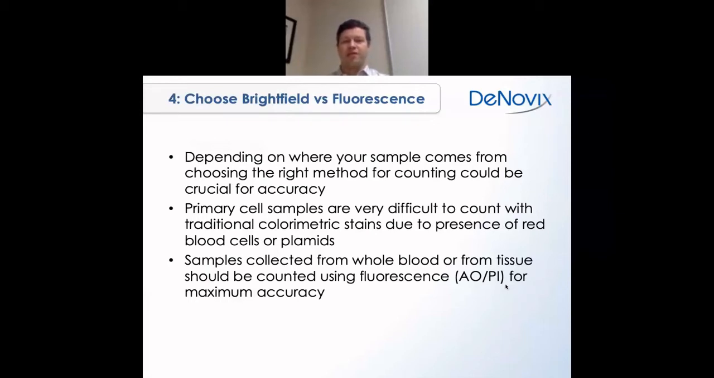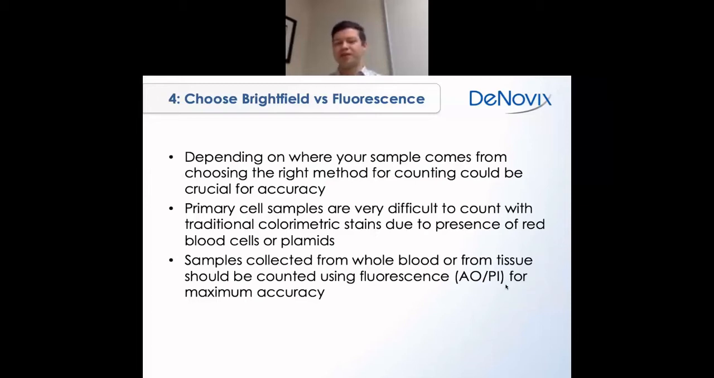So primary cells are notoriously difficult to count with your trypan blue stains. That's because even if you do an isolation, there's almost always some red blood cells contaminating the isolation. You have other debris from the isolation. You have plasmids that could be possible. Those are all going to show in the background. If you're manually counting, it's almost impossible to distinguish unless you're really, really highly trained.